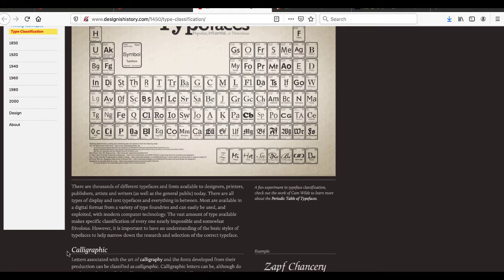They are all types of display and text typefaces and everything in between. Most are available in a digital format from a variety of type foundries that can be easily used and exploited with modern computer technology. The vast amount of type available makes specific classification of every one nearly impossible and somewhat frivolous. However, it is important to have an understanding of the basic styles of typefaces to help narrow down your research.